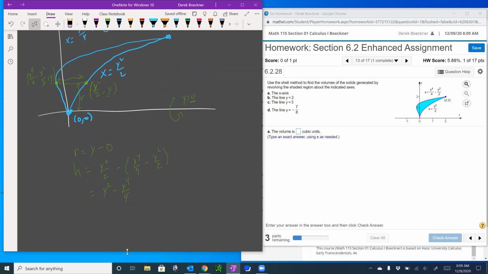And so our integral for this volume, I get these strips, I start getting them at 0, I stop getting them at 2. I've got 2 pi times the radius times the height. So the radius is y, the height is y squared minus y to the 4th over 4 dy. Are we okay with that?